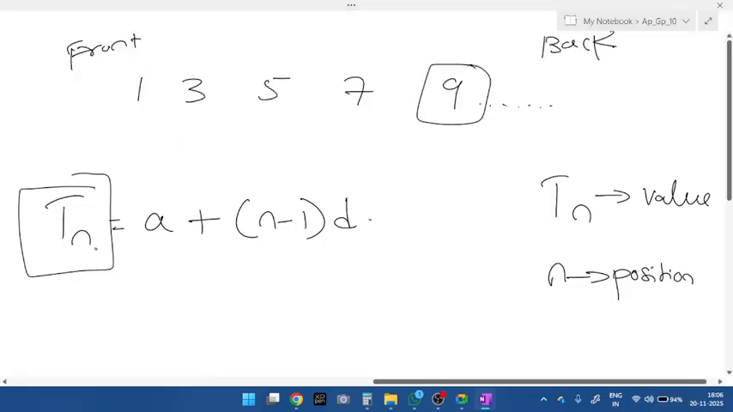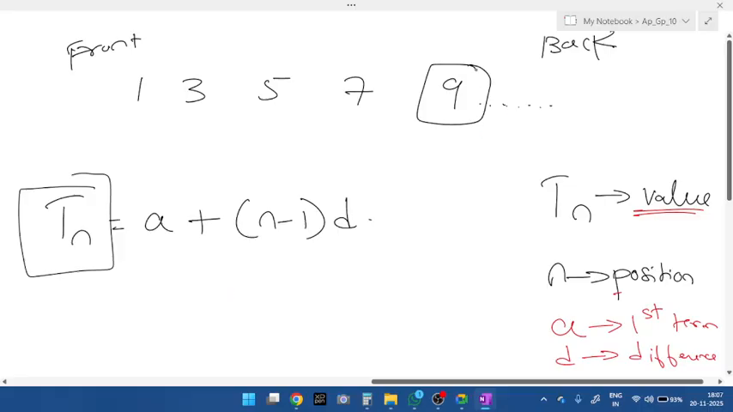And this formula we use to find the value or position. What are the different variables we have here, Charisha? Tn, n, a, d. What does A stand for? First term. Very good. D stands for difference. So T of n, students, as a whole, it is a value. N is the position. A is the first term. D is the difference. Understand this concept, you can solve any given question.